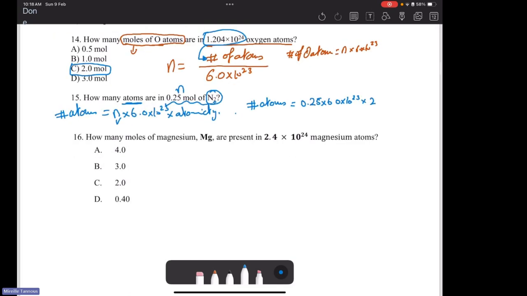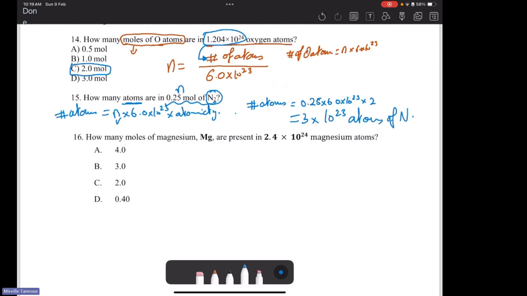So the answer is, here I'll just calculate it, 0.25 times 6 times 2. So the answer is 3 times 10 to the power 23 atoms of nitrogen.